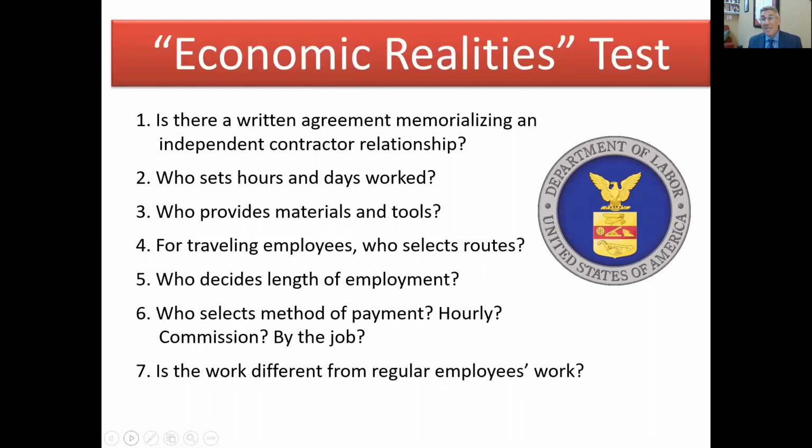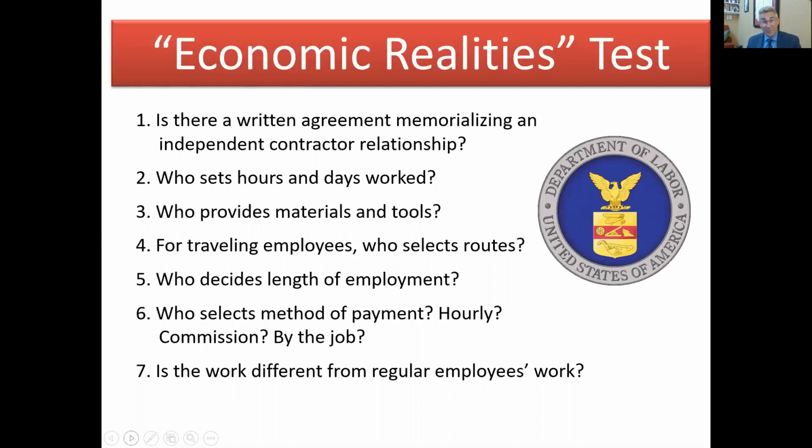Control over the means and manner of the worker's work. So if the boss gives the worker his or her tools, determines exactly when the worker shows up, where the worker shows up, what kind of work the worker does, provides all the supervision, explains everything, that tends to indicate an employee because the employer is controlling all the means and manner of work.